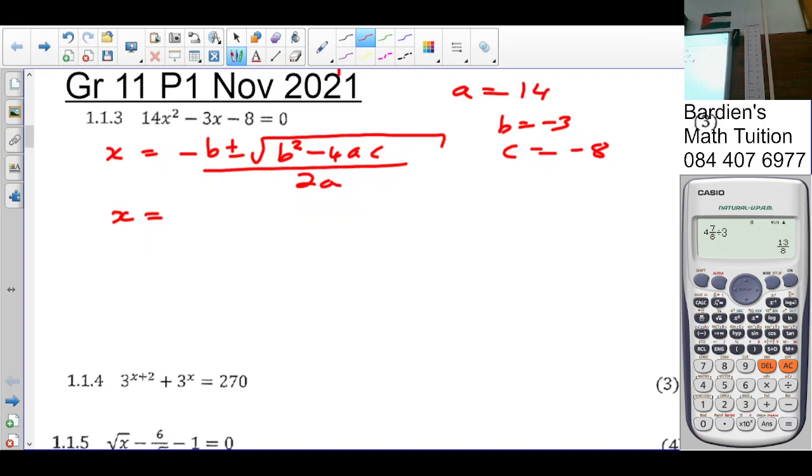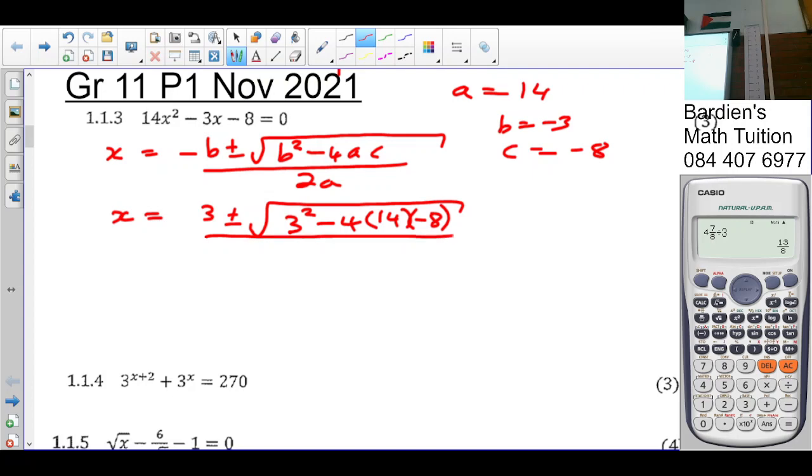So you got negative 3, which is 3 plus minus the square root of... negative squared is always positive, so it's going to be 3 squared minus 4. A is 14 and c is negative 8, all over 2a. If you're going to put a negative there, just make sure you're putting that in the bracket. Okay? So what learners do is they write it down, but they don't put the negative 3 in the bracket.